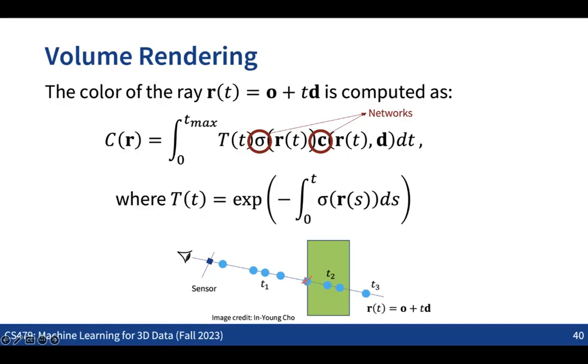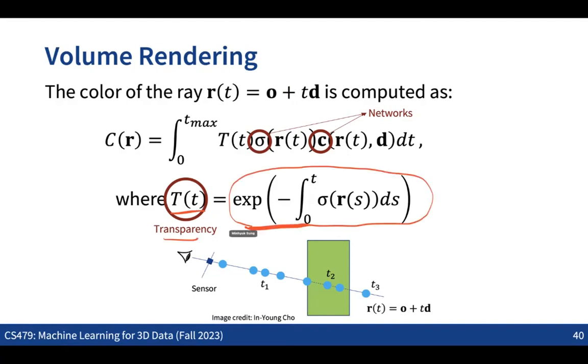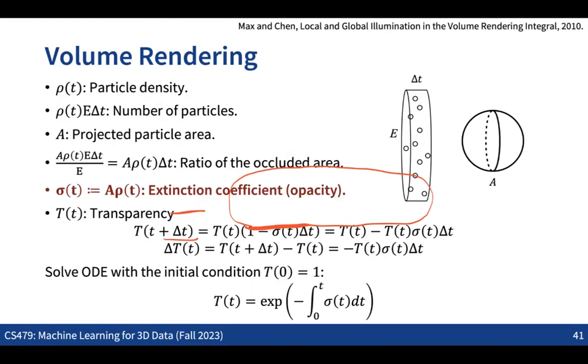So here, the thing is how we can compute this transparency based on the opacity information. And as you can see, the transparency is defined like this. If we briefly see why it is defined like this, this is basically the basic idea behind this kind of equation.